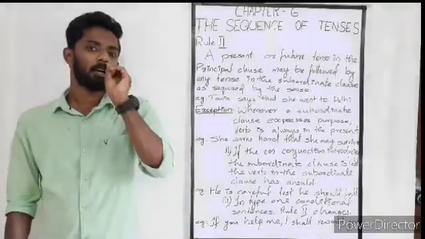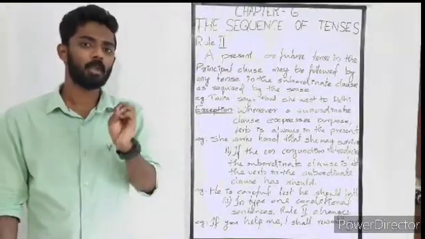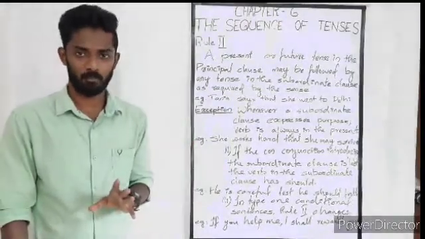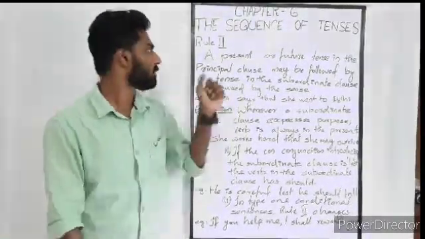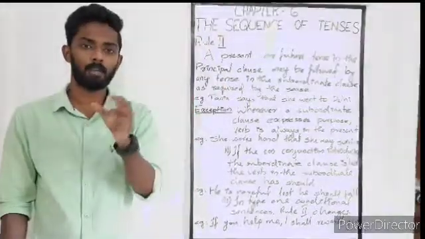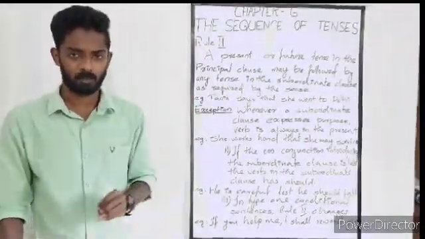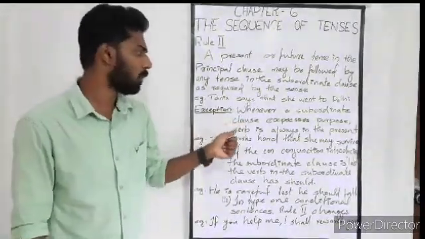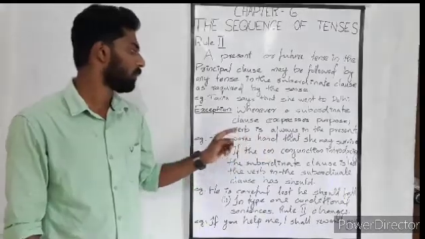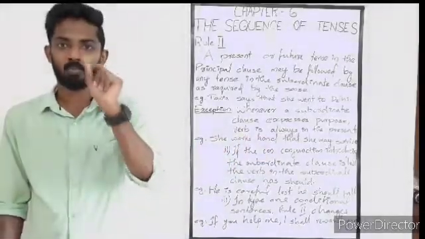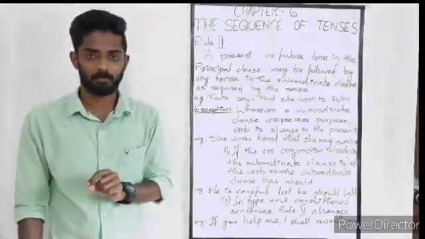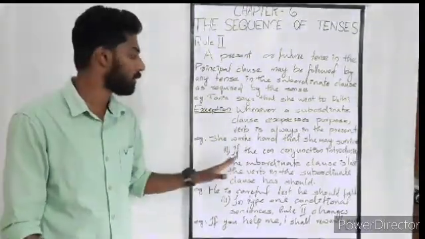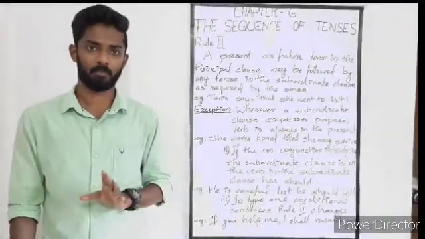When we studied the first rule, we saw there are some exceptions to it. In the same way, the second rule also has some exceptions. So we'll see what those are. Whenever a subordinate clause expresses purpose, its verb is always in the present tense, even if the verb in the principal clause is present or future.